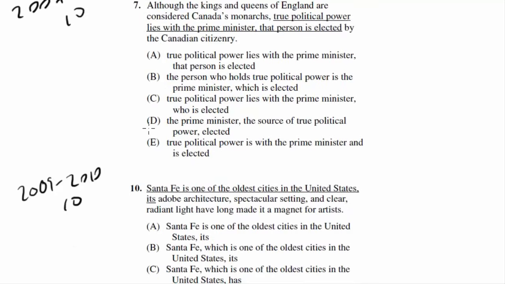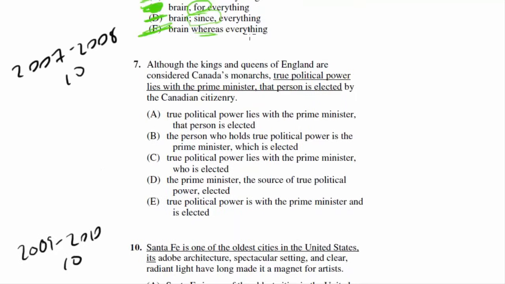"Although the kings and queens of England are considered Canada's monarchs, true political power lies with the Prime Minister. That person is elected by the Canadian citizenry." Again, complete sentence, separated with a comma. So, comma splice. Although the kings and queens of England, okay, we can really ignore this because it's not really relevant. "True political power lies with the Prime Minister, which is elected by the Canadian citizenry."